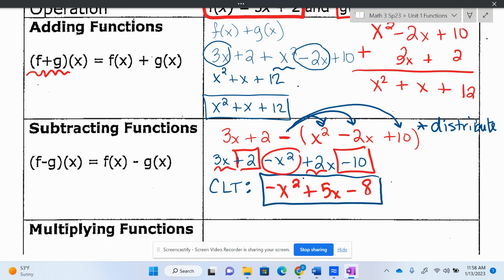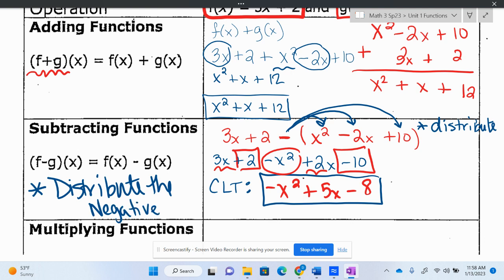Okay. So what's the most important thing here when you're subtracting? Yeah, distribute. So maybe even write a little note over here that says, oh, distribute the negative. So you don't forget. That is the most common mistake. You just take that negative to the first term and then you forget about the rest. Okay.